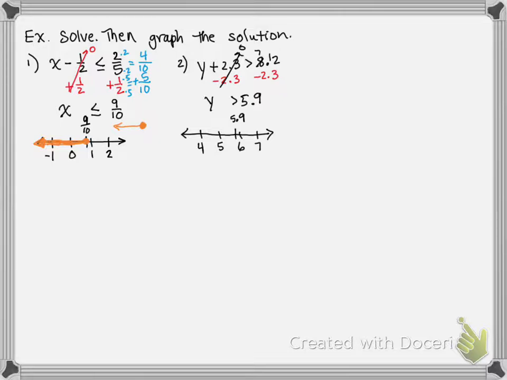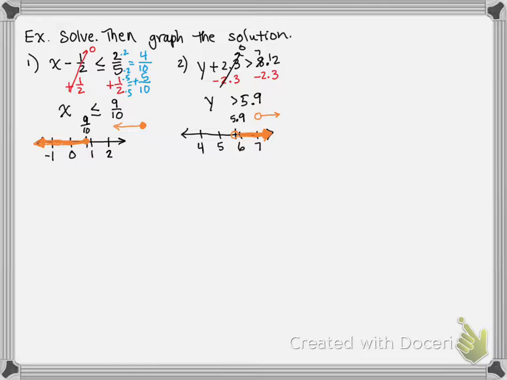Now I'm going to analyze my inequality. So greater than means it's an open circle because 5.9 is not a solution. And then it's pointing to the right. I want only the numbers that are greater than that. So open at 5.9 and color to the right for greater than. Okay, let's try another one.